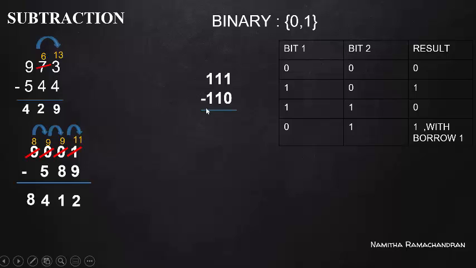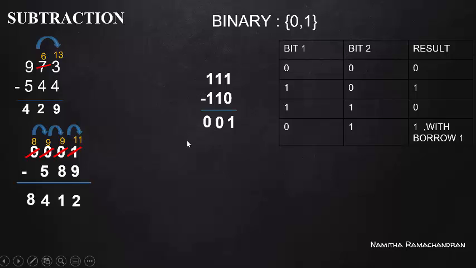So consider this subtraction. 1 minus 0 is 1. Subtracting 0 from 1, no change. The result is 1. Subtracting 1 from 1, 1 minus 1 is 0. Subtracting 1 from 1, that is 1 minus 1, is again 0.